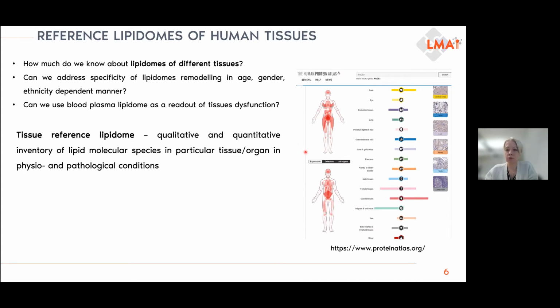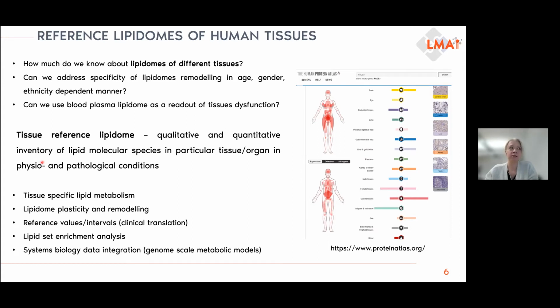So can we dream in the future to have a human lipid atlas where we can also look into these lipid collectives and how they are reflected in different tissues, in different organs, and perhaps one day even in a single cell specific manner? That, of course, will help us understand tissue-specific lipid metabolism, and then we could see the effects of lipid plasticity and remodeling. Obviously, having that in a quantitative way, we can define some reference values and intervals, which will facilitate tremendously the clinical translation of lipidomics.